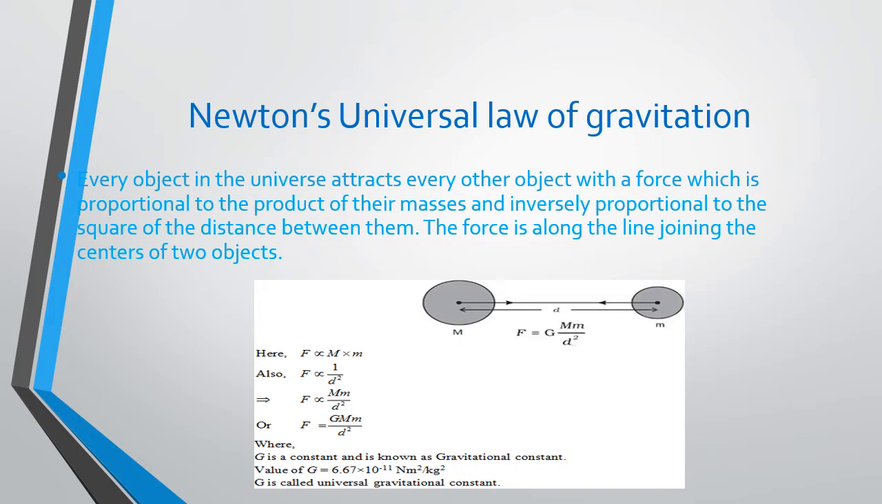Therefore, F is equal to G into capital M small m divided by d square, where G is a constant and is known as gravitational constant. The value of G is equal to 6.67 into 10 to the power of minus 11 Newton meter square divided by kilogram square. G is nothing but the universal gravitational constant.